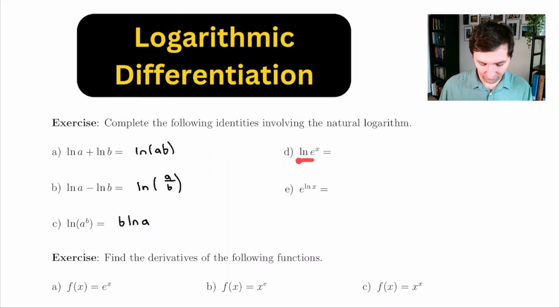Finally, ln of e to the power of x is x, and e to the power ln of x is also x. And that is because the function ln of x and the function e to the power of x are inverse functions. You can think about it in the following way. ln and e cancel each other and give you simply x. Similarly, e and ln cancel each other and give you x.